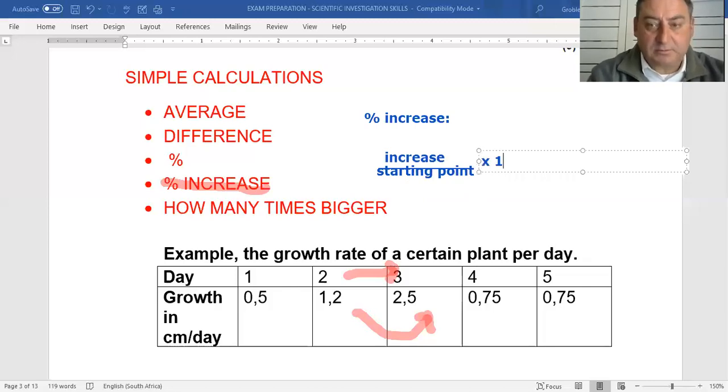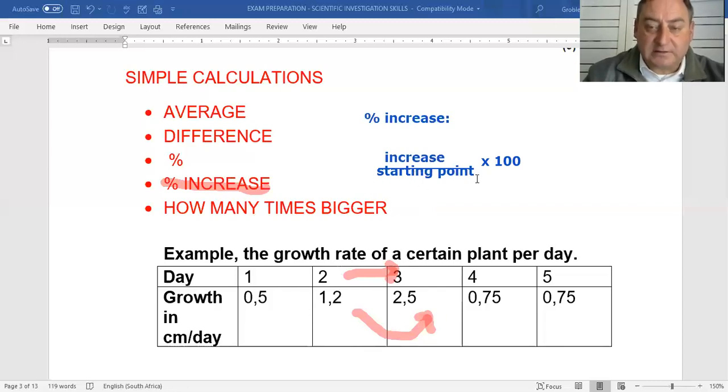The moment you see percentage, you do your division there and you multiply by 100, and that will be your answer. So what is the percentage increase, like in this example here, of how the plant increased in size from day 2 to day 3? Then you say, well, the increase is now the difference. It increased with 2.5 minus 1.2. So it increased by 1.3 there, because that's a difference between the two.